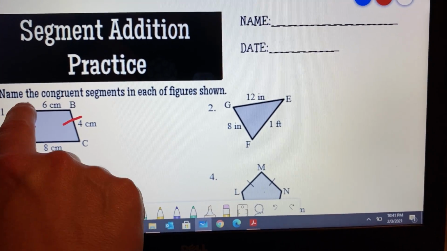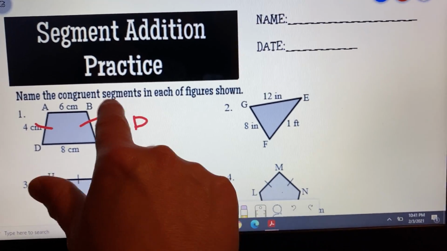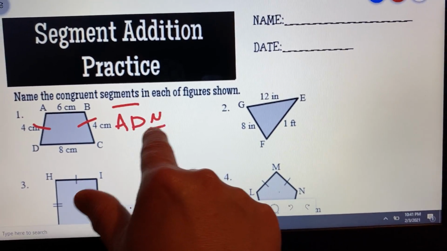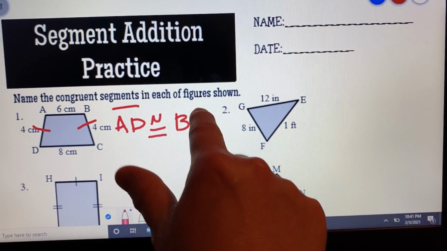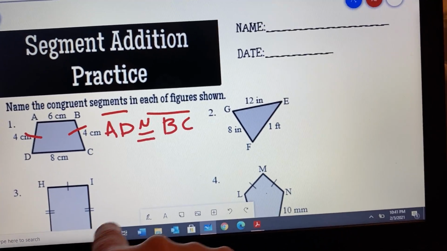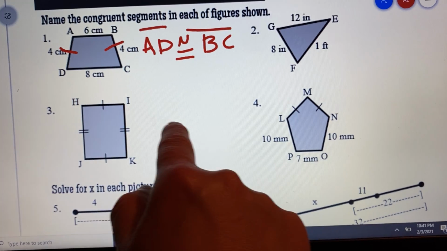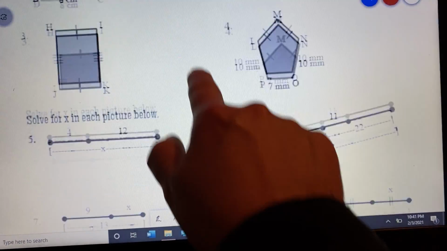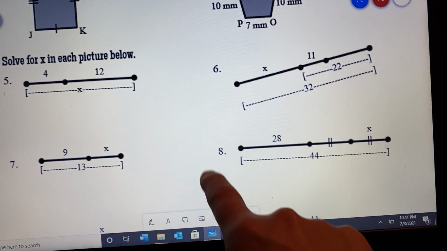So I would say segment AD is congruent to this segment, which is BC. And you just do that for each one of those. Some of them have 2, so here, these are congruent and these are congruent, so you'll have 2 statements. Down here, they just want you to use the segment addition postulate, and these are kind of simple ones.